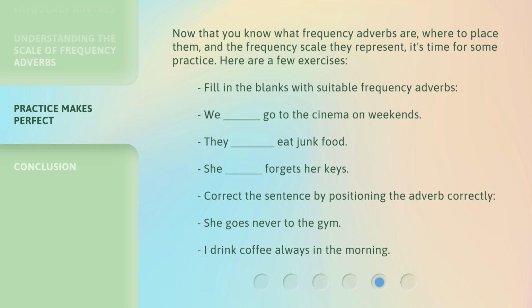Correct the sentence by positioning the adverb correctly. She goes never to the gym. I drink coffee always in the morning.